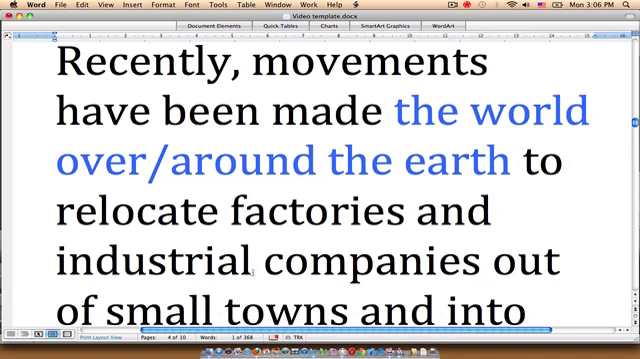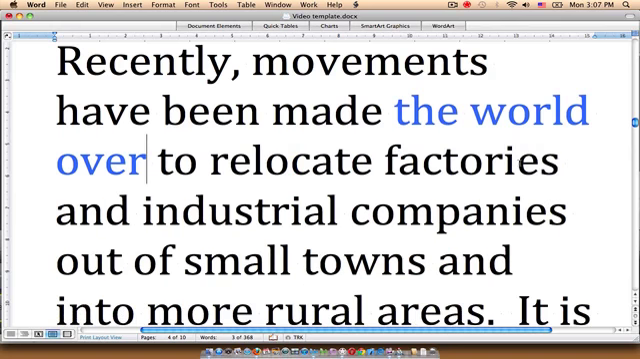Okay, and if you answered the world over, you would be correct. The phrase around the world, around the earth is perhaps grammatically correct. The problem is that it is not an English colloquialism. So using this kind of wording is awkward. It's not what people would normally or most naturally say. The world over is a phrase that is used in English to mean everywhere or perhaps all over the globe.